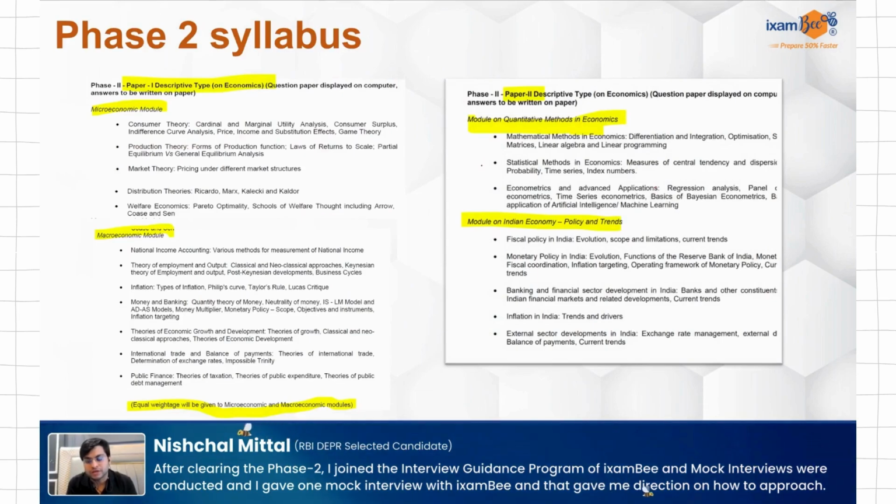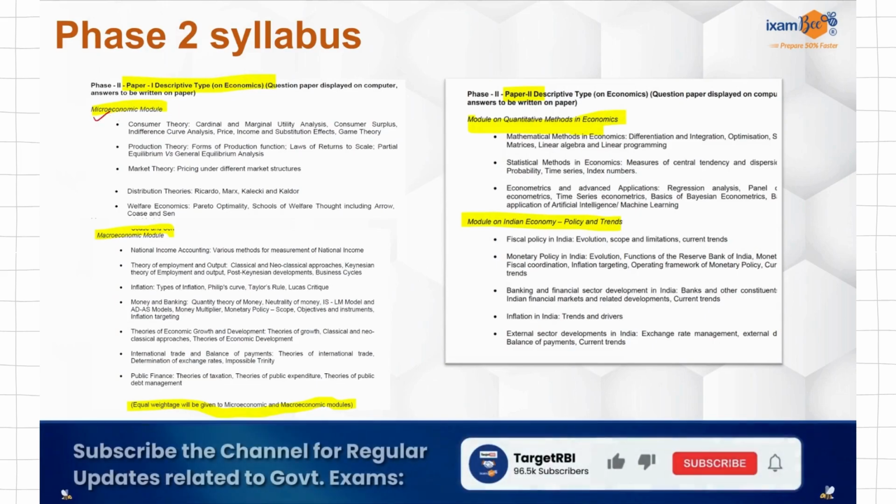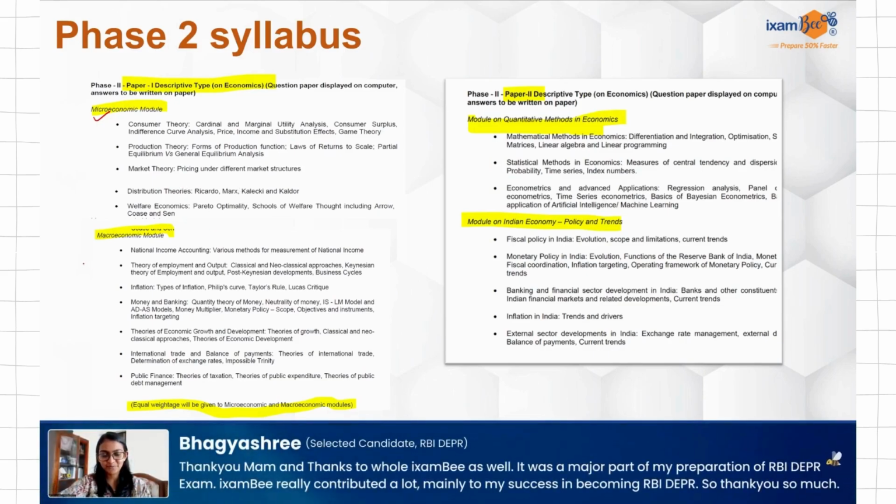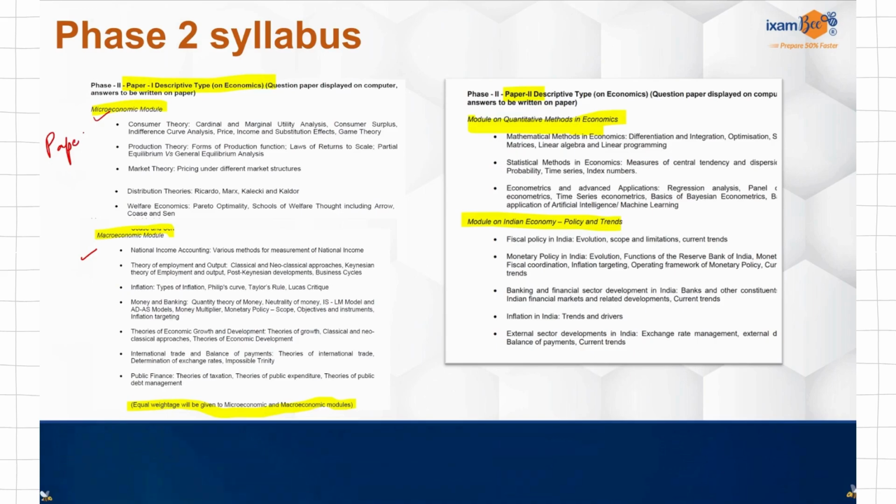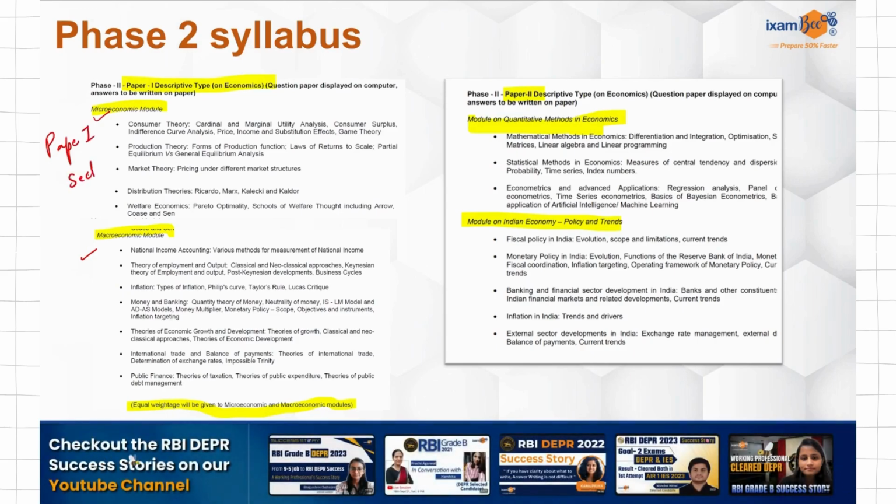right? Quickly, we can see the syllabus. So we know in microeconomics, consumer theory, production theory, market theory, distribution theory, and welfare economics is covered. In your macro, national income accounting, theory of employment and output, inflation, money and banking, theories of economic growth and development, international trade theories, and public finance, right? So these are your part of paper 1. This will be your section A. This will be your section B, right?